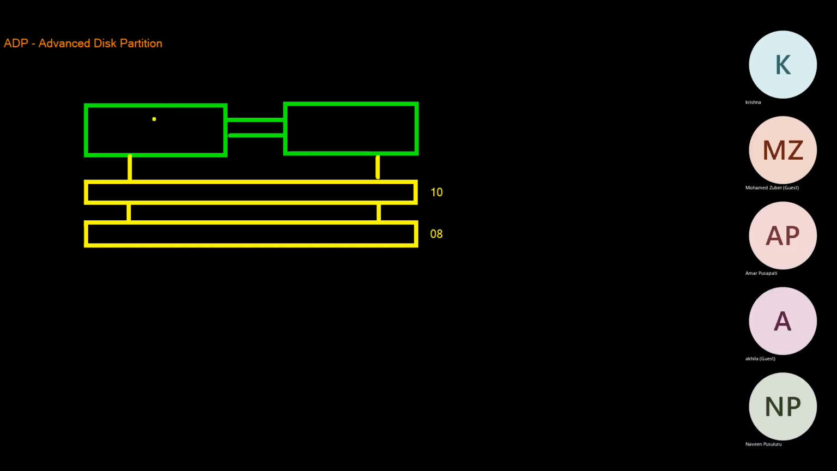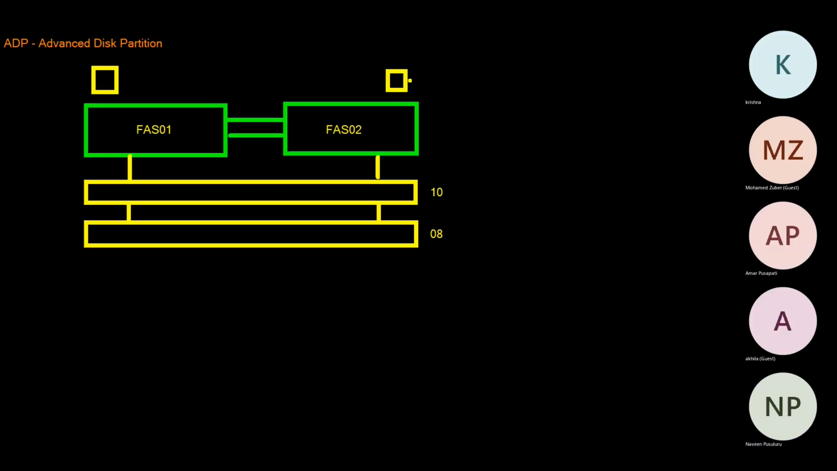So this is FAS01, and this is FAS02. Generally, in each and every controller, by default, there will be a pool called the root pool.